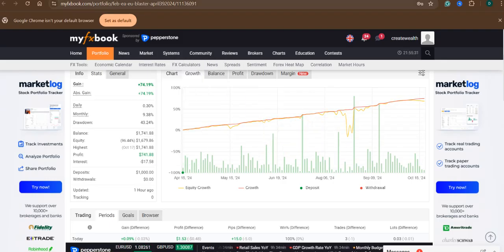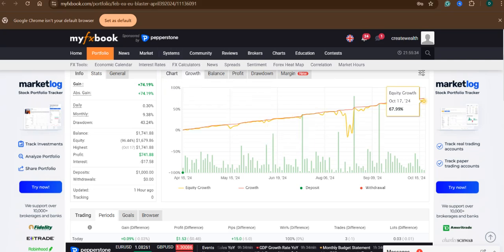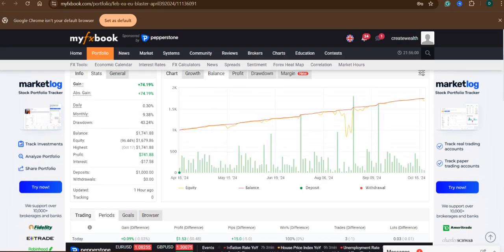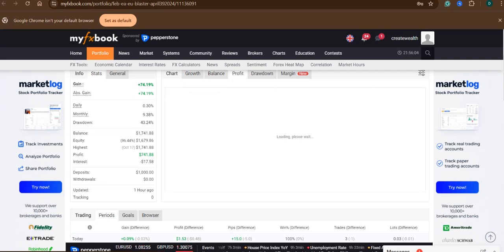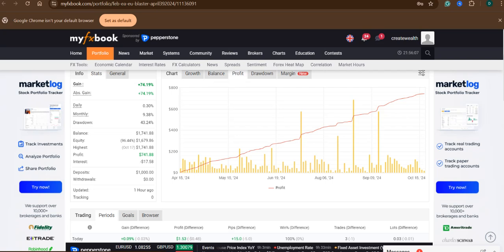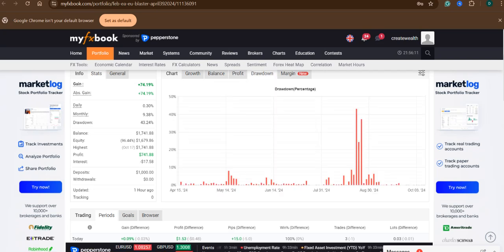So here is the MyFxBook page of EU Blaster. Okay, and you can see that we started from April 15th, and today it's 17th of October. The maximum drawdown so far within these 6 months is 43.24, and the monthly return is around 9.38%. And daily is around 0.30%. Okay. And you see, this is the growth graph. This is the balance graph. This is the profit graph. And this is the drawdown graph. The maximum drawdown, we saw it in August.